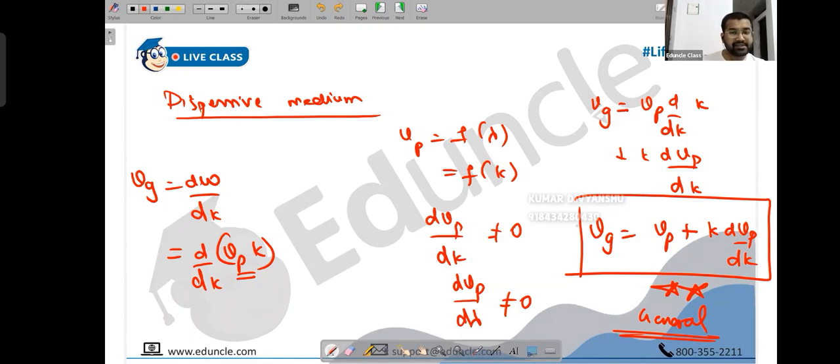So now group and phase are not the same. As you can clearly see, people, group and phase are not the same because the particles have got different velocities. The envelope will move differently. Clear, everyone? Please ask me if you have any questions. Don't hesitate.